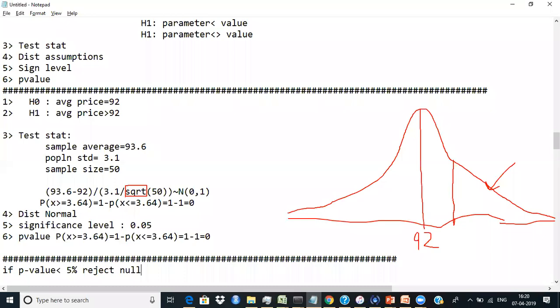5% is an absolute value, probability. Yeah, in this course, yes. In the industry, it is either 5% or 1%. No, you will say average price is greater than 92. What if petrol prices are not normally distributed? It doesn't matter, right? As long as the central limit theorem is valid. The central limit theorem is valid irrespective of normality or non-normality, right?